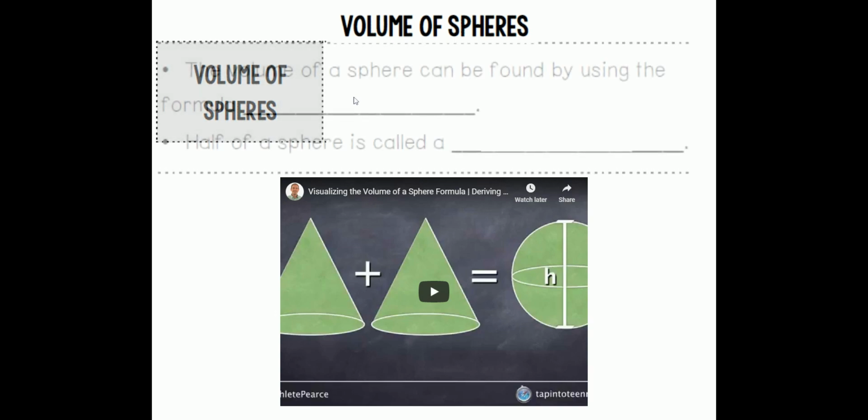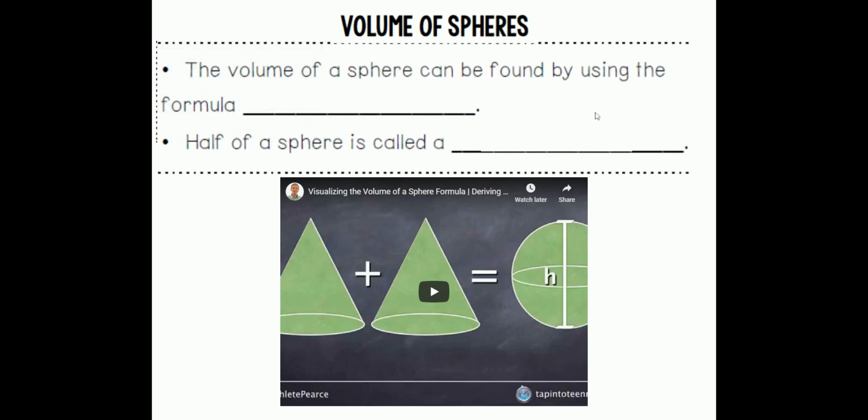Let's begin. The volume of a sphere can be found by using the formula V, or volume, equals 4 times pi times r cubed, which is r to the third power, divided by 3. Sometimes you'll see it written as volume equals 4/3 pi r cubed. I will typically use the first form of the formula. Sometimes the second formula is kind of helpful.